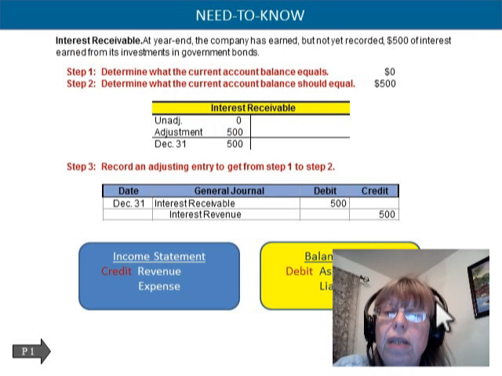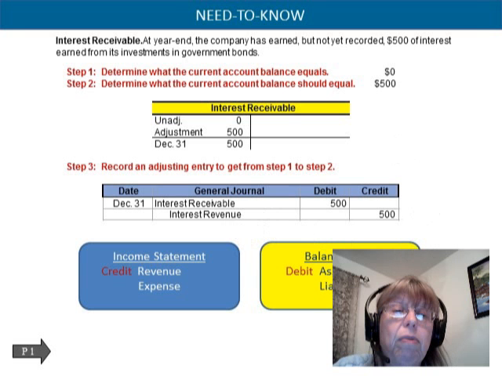Interest receivable is the same thing. The company has earned interest on something, a government bond that they have. Again, they want to record that revenue and record the interest receivable that will be collected later on.